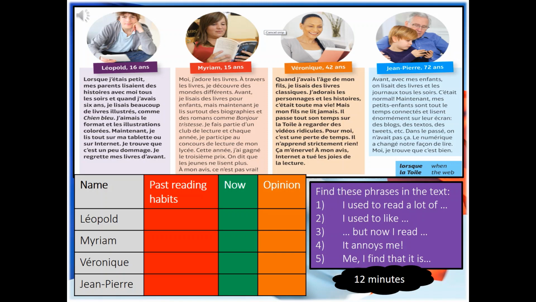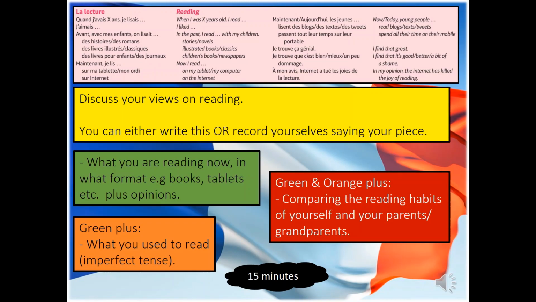If you finish within the allotted time of 12 minutes, I would then like you to find those 5 phrases in the purple box, where you write them down in English and then you find the French from one of the texts. So pause this video, set your time to 12 minutes and complete the task. Thank you. Your final task is to discuss your own views on reading.